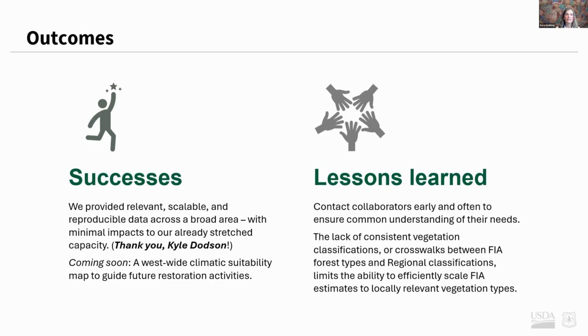And then a big lesson was that the lack of consistent vegetation classifications or even crosswalks between FIA forest types and regional classifications limited the ability to efficiently scale FIA estimates to locally relevant, like project level scales.